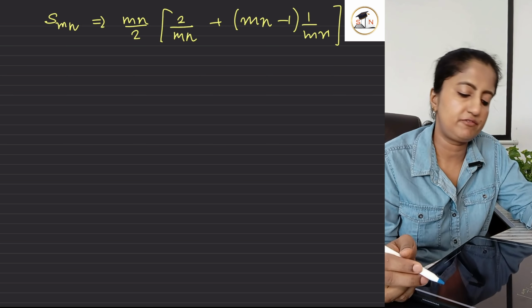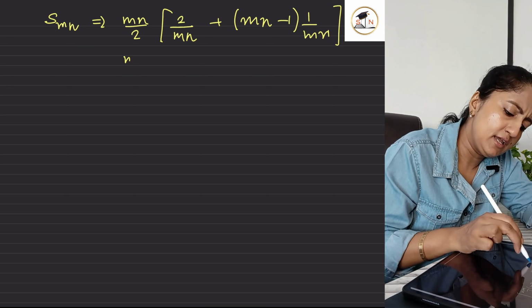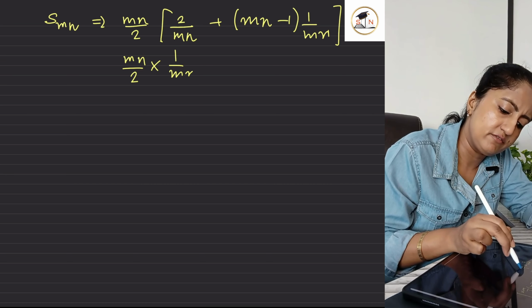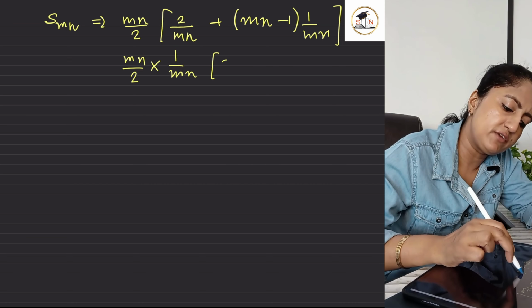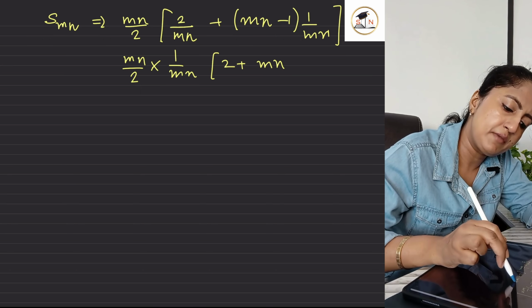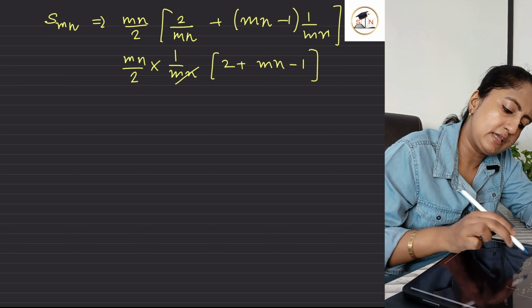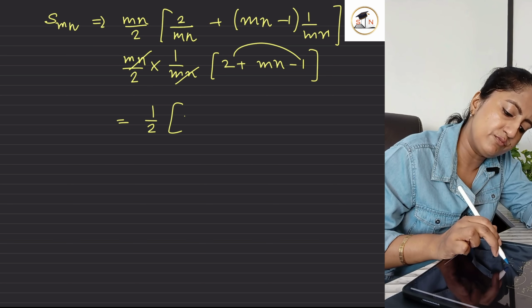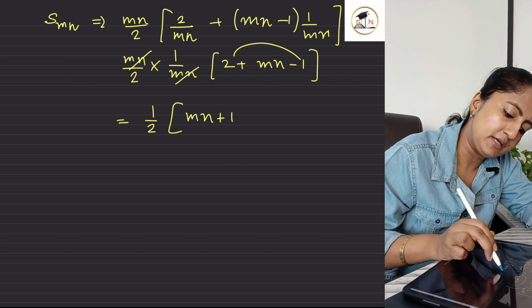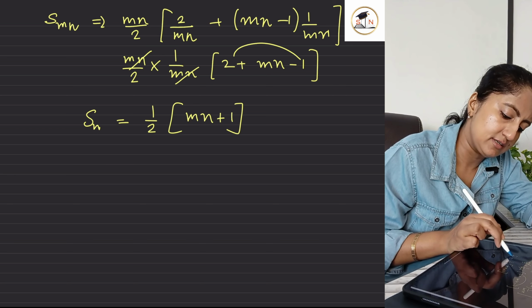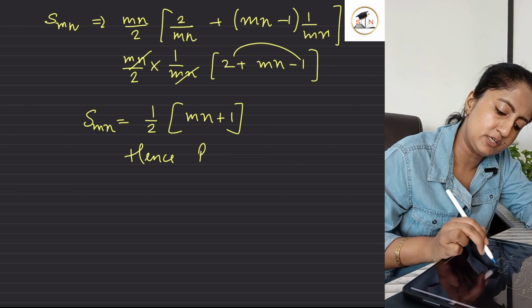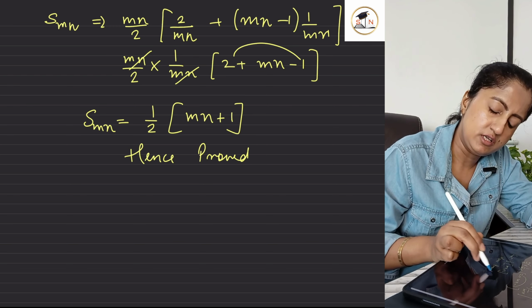So now we just need to simplify this. What I am getting is 1 over mn as a common factor from inside, which I have taken out. That leaves me with 2 plus mn minus 1. This mn got cancelled, leaving me with half. In the bracket, 2 minus 1 leaves me with mn plus 1. And this is what they had asked. At the end, since it was a proving question, it is compulsory to write at the end, hence proved.